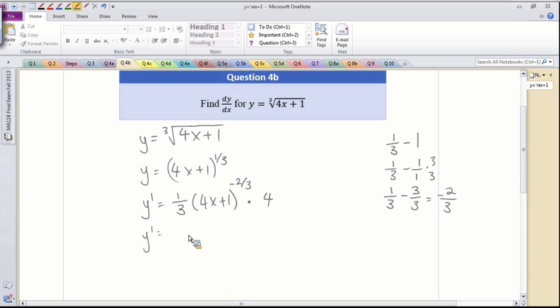So we can clean this up just a little bit, just in case you get bothered that it doesn't look like the same answer in the back of your answer key. We can bring the 4 to the front and say 4 times 1 over 3 is just 4 over 3, 4x plus 1 to the negative 2 over 3. The problem did say dy dx, and y prime is not the same notation, so to stay consistent with the problem, we'll leave it as dy dx.